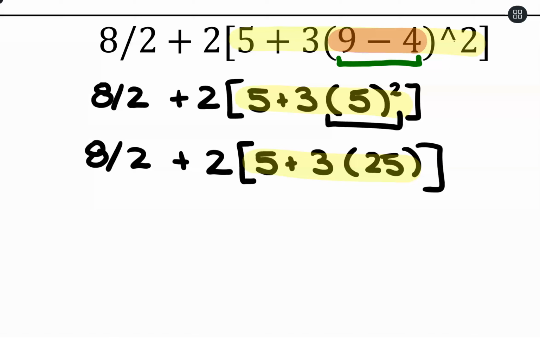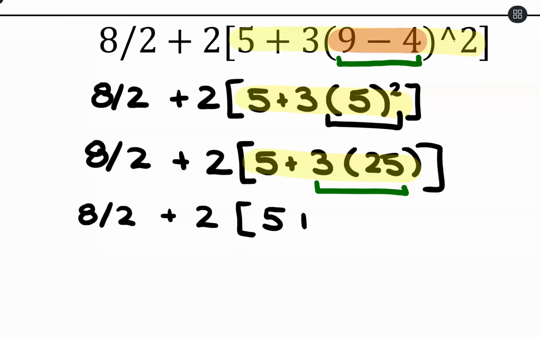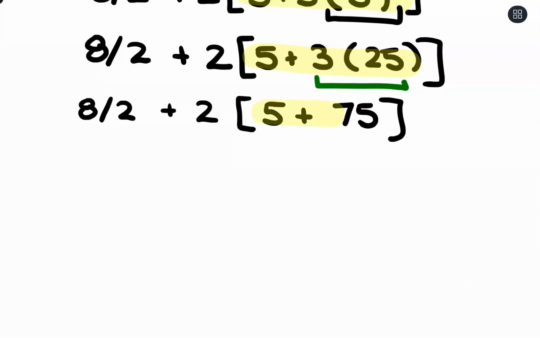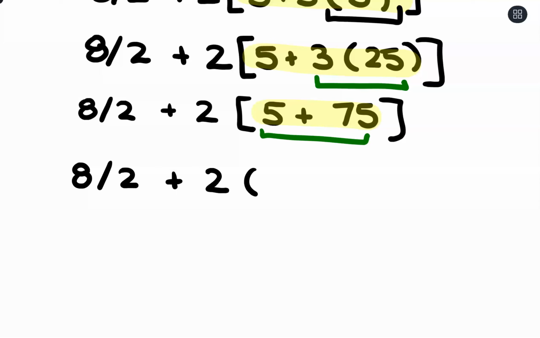We did parentheses, exponent, and now we're going to do multiplication. So everything else is staying the same. 5 plus 3 times 25 is 75. Okay, still in these parentheses, took care of parentheses, exponents, multiplication, division, and now we just have addition left. So 8 divided by 2 plus 2 times 5 plus 75, which is 80.